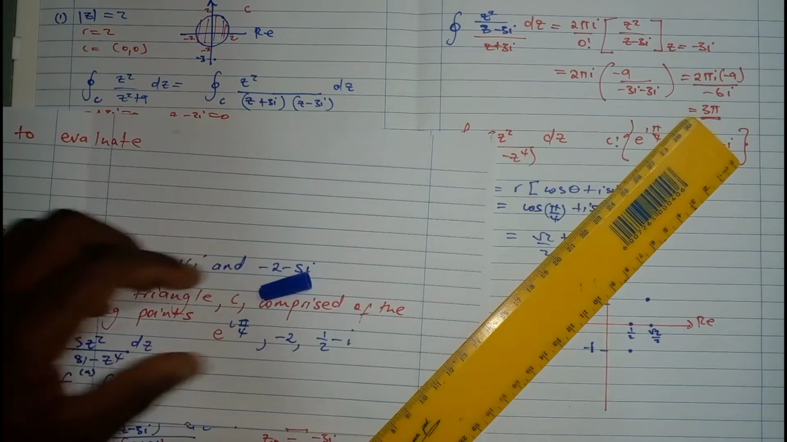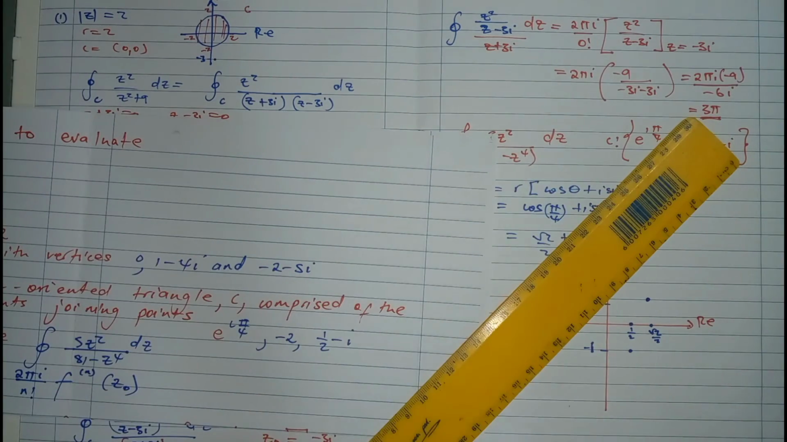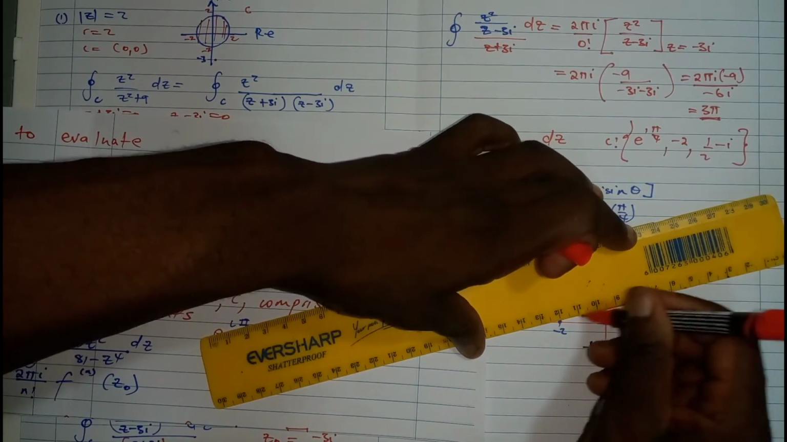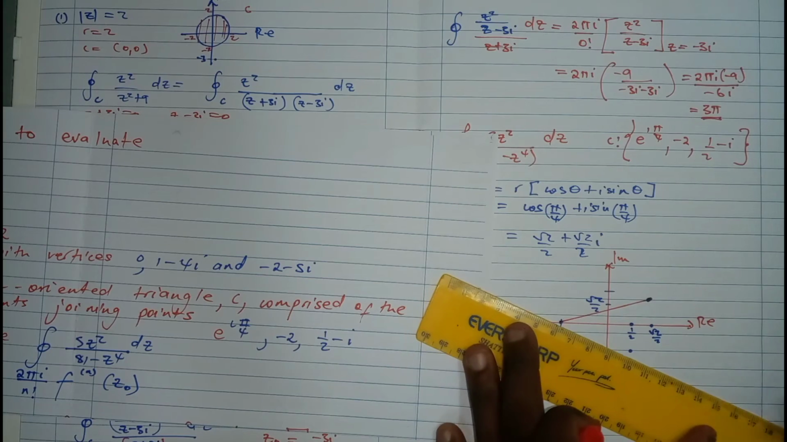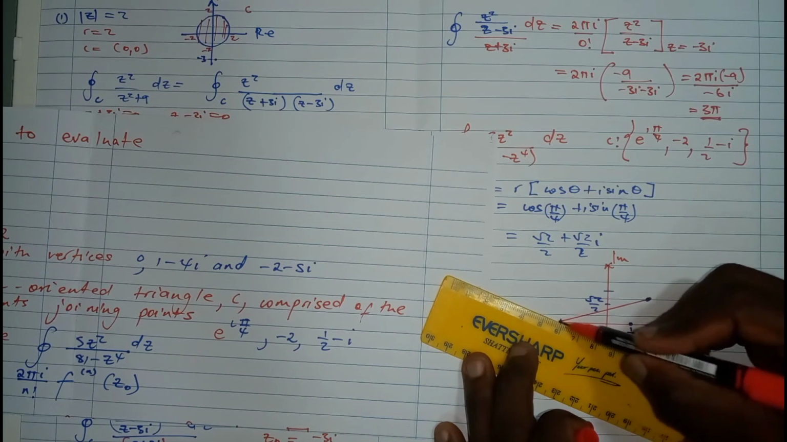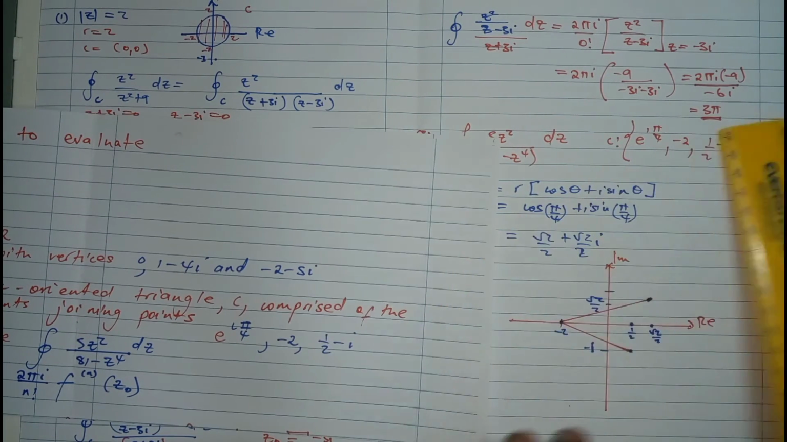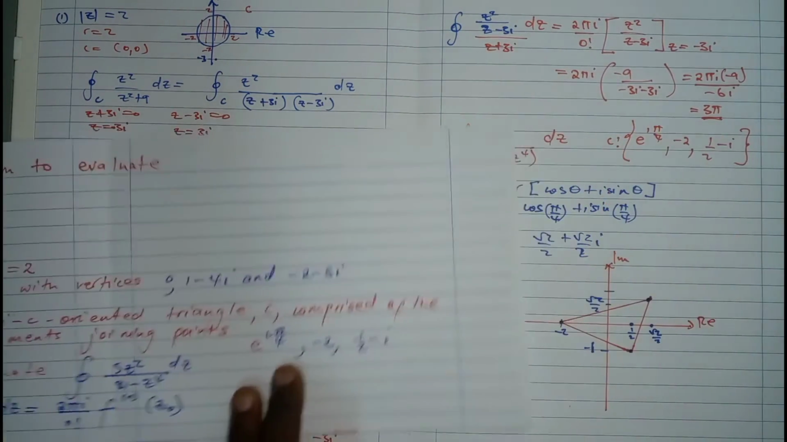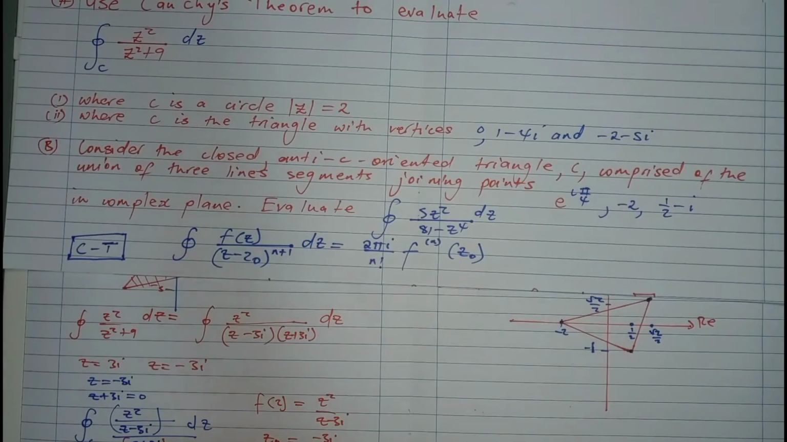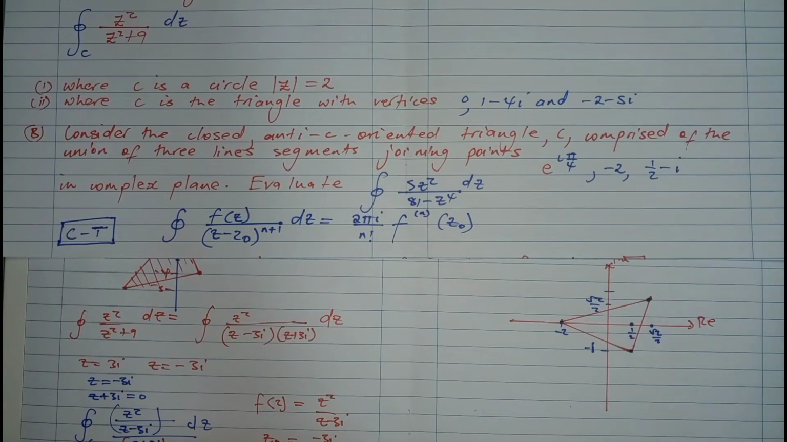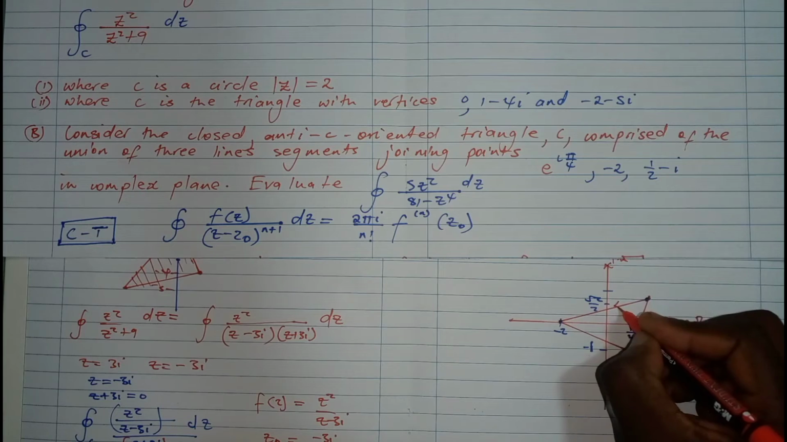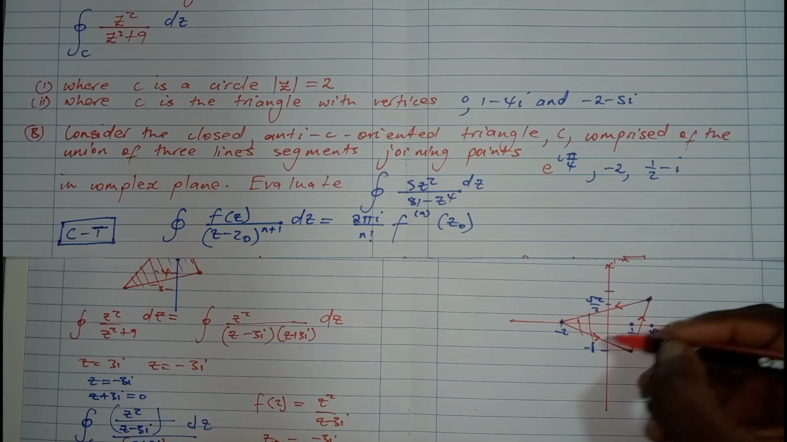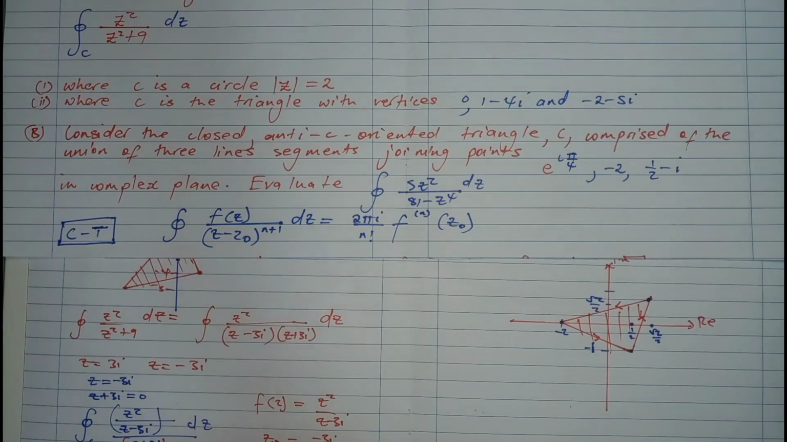And after that, I'm going to join these three lines together. So from here to here, and here to here, and here to here. Okay, and you are told that it's oriented anti-clockwise. So you can write this direction if you want. So this is the anti-clockwise. So this is the region which we are concerned about.